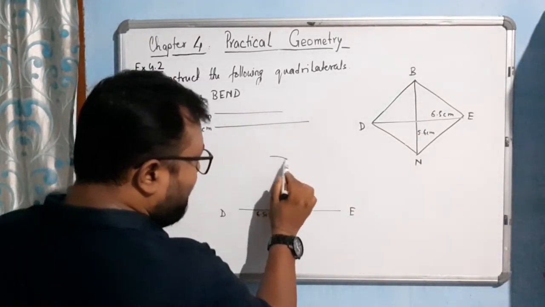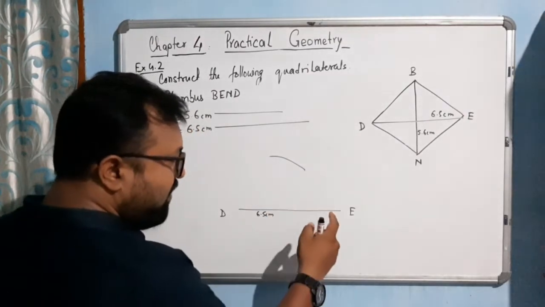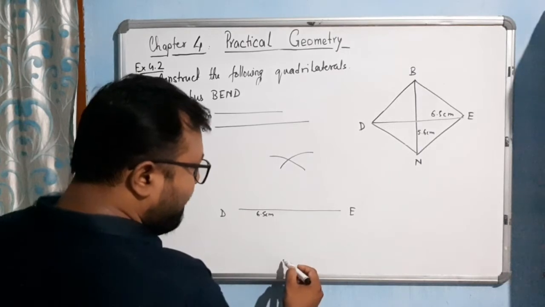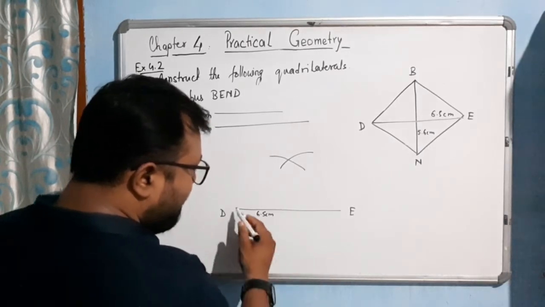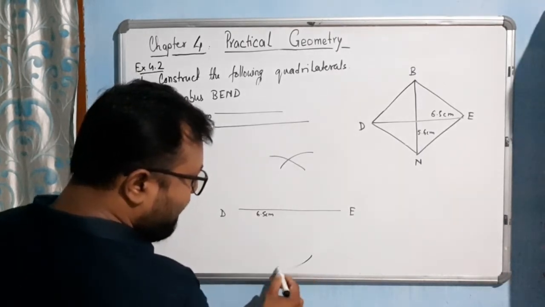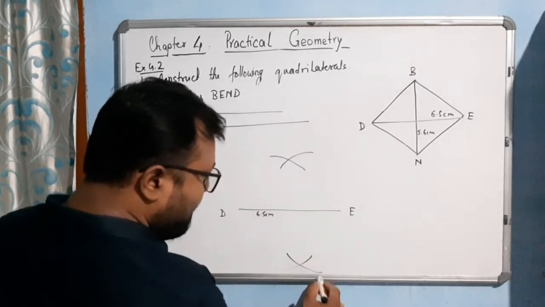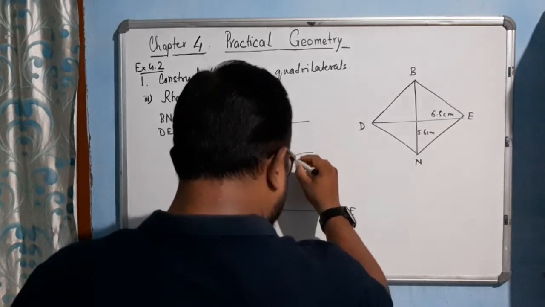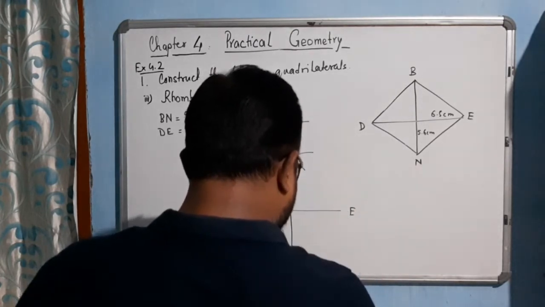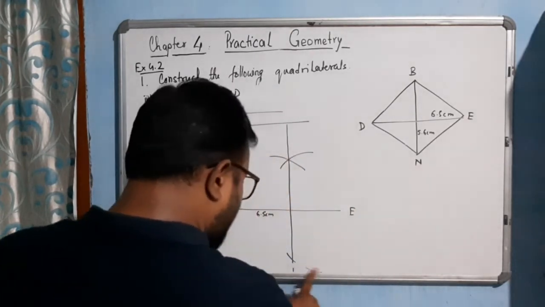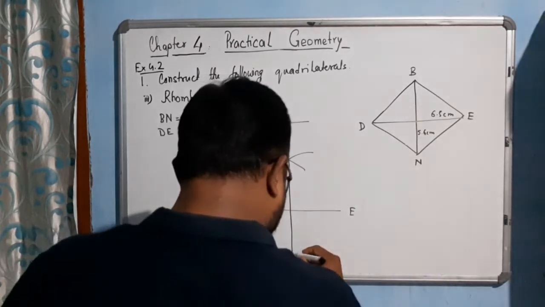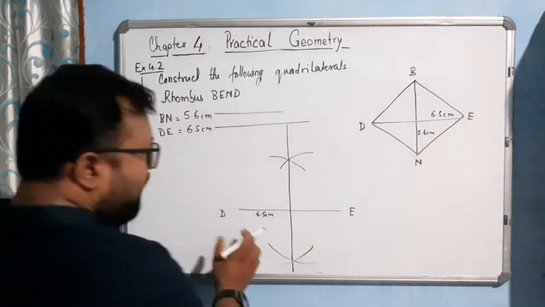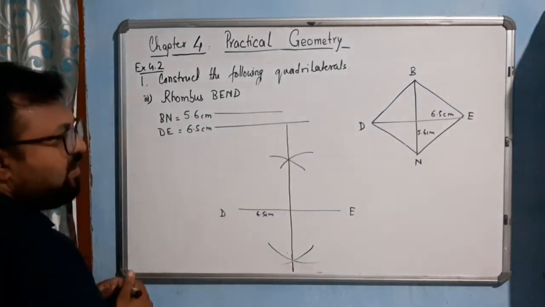Suppose here you put an arc, and without changing the compass place the pin here and put an arc mark here also. In the same way on the other side also. So from D you will get an arc mark and from E you will get an arc mark. Is that clear? Now draw a line, the perpendicular bisector, in this way. Okay, so this is the perpendicular bisector.